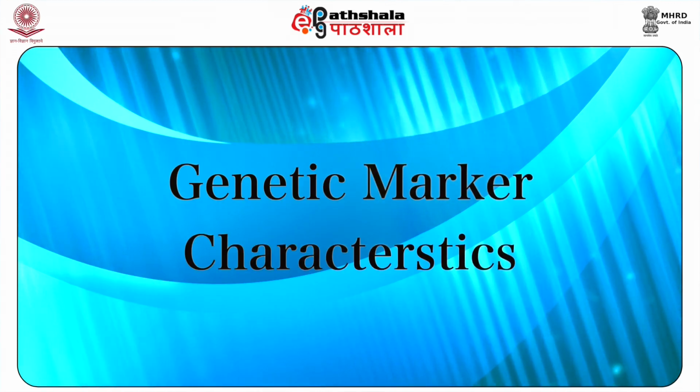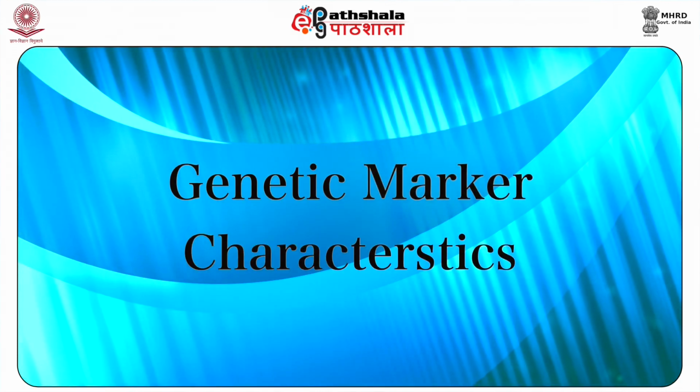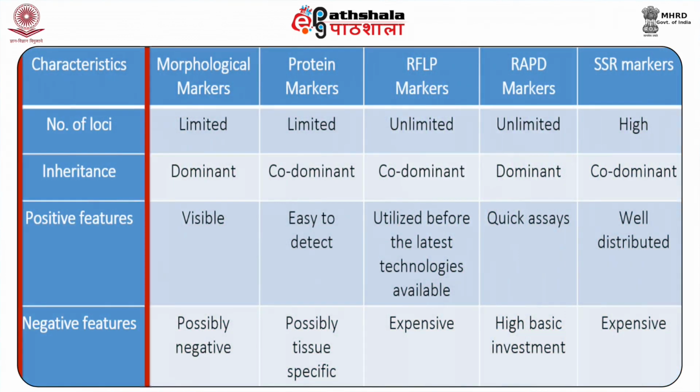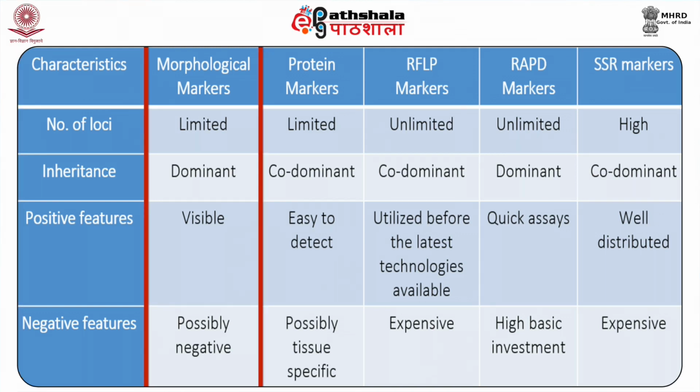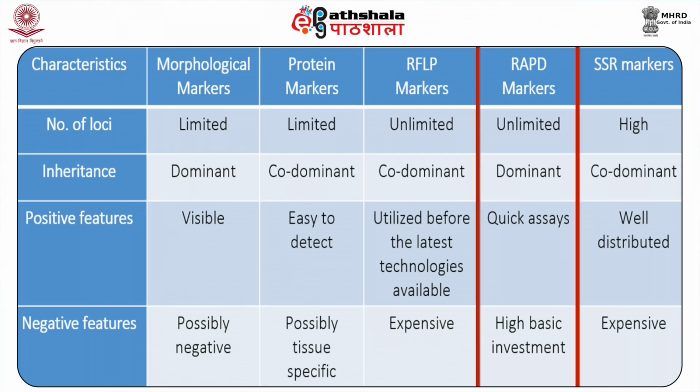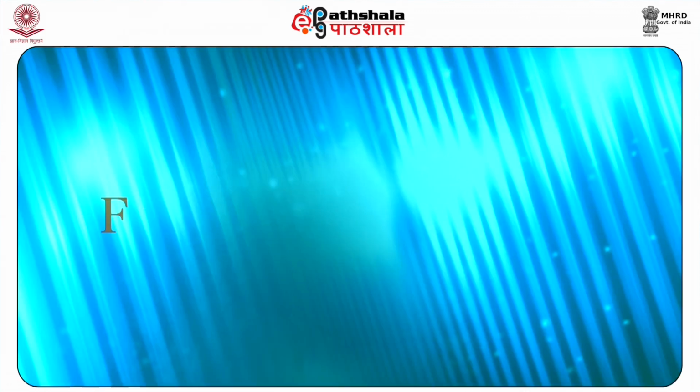Next, we see the classes of genetic marker characteristics in a table. The vertical column shows the characteristics, that is the number of loci, inheritance pattern, the positive features, the negative features, whereas the horizontal row shows the morphological markers, the protein markers, the RFLP markers, RAPD markers, and SSR markers.